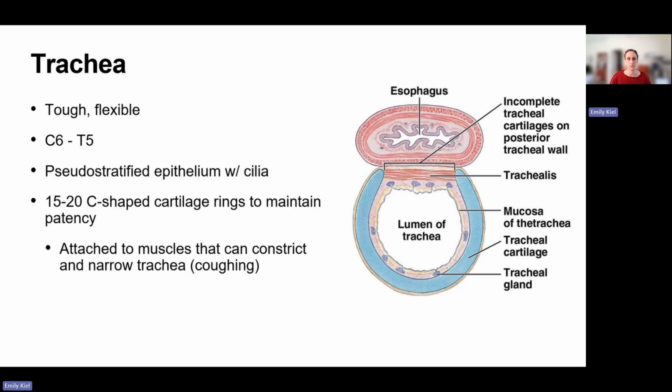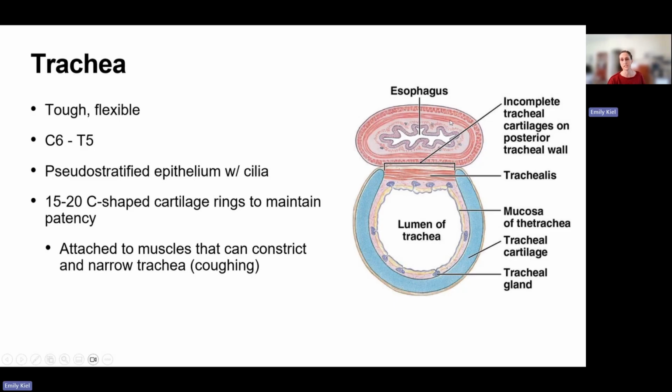So next, air is going to move through our trachea. It is tough but flexible, and that's because it has these rings of cartilage. They're going to help hold everything open, but between the rings of cartilage, there are muscles. And so that gives it its flexibility. It runs from the 6th cervical vertebra to the 5th thoracic vertebra, and it is pseudostratified epithelium with those cilia. There are 15 to 20 of those cartilage rings, and again, the muscles that they're attached to can constrict and narrow the trachea, and that's what allows us to cough.